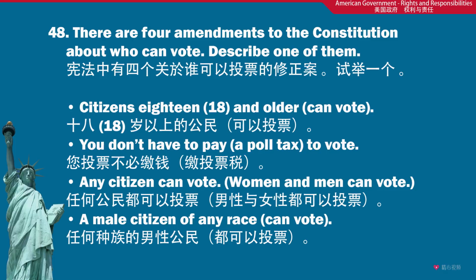There are four amendments to the Constitution about who can vote. Describe one of them. Citizens 18 and older can vote. You don't have to pay a poll tax to vote. Any citizen can vote. Women and men can vote. A male citizen of any race can vote.